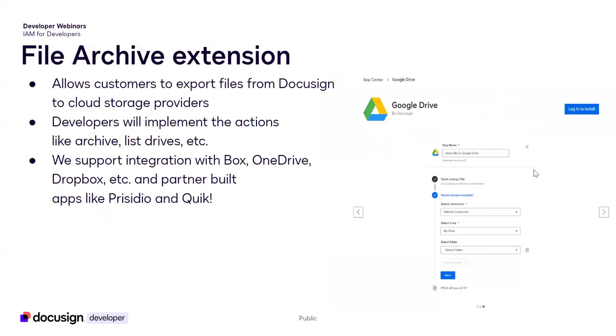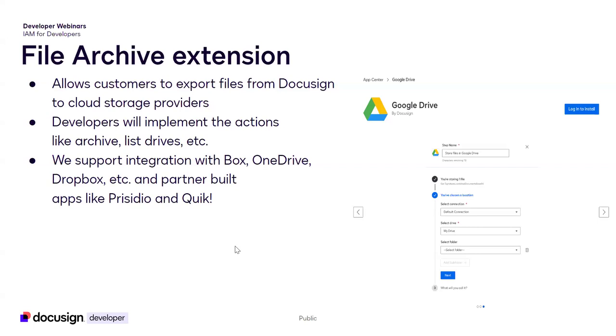Next, we will be talking about the file archive extension. This allows customers to store different types of documents like signed agreements from DocuSign to cloud storage providers like Box, Dropbox, Google Drive, SharePoint, and OneDrive. In addition to that, DocuSign has also launched 3P developed file archive apps by Presidio and Quick. And these partners have used our extension contracts to store the signed documents in their systems.